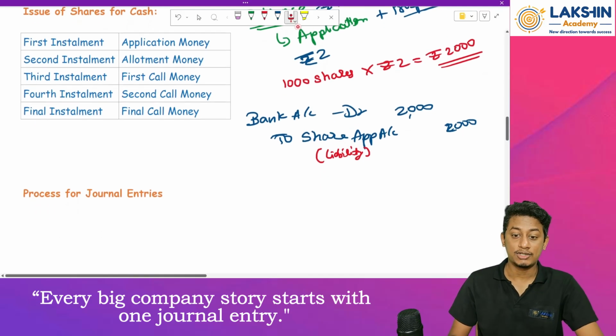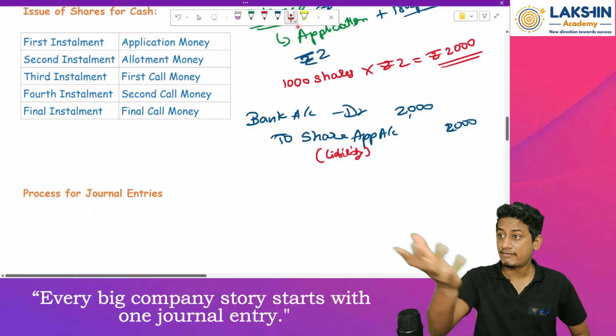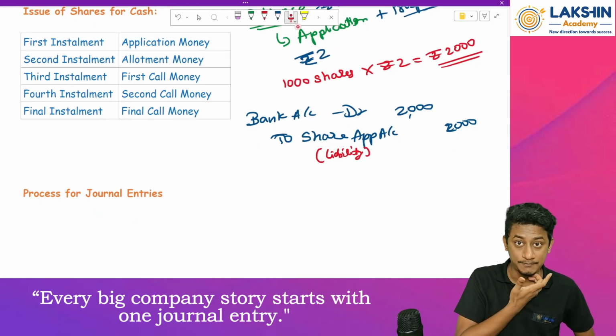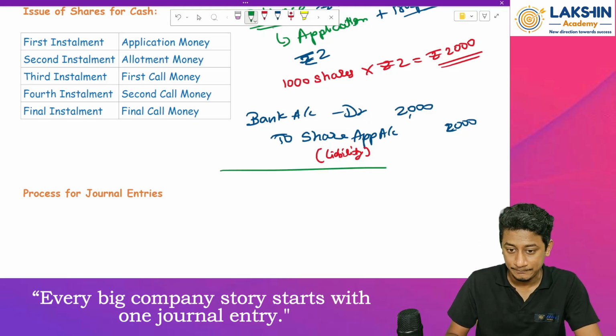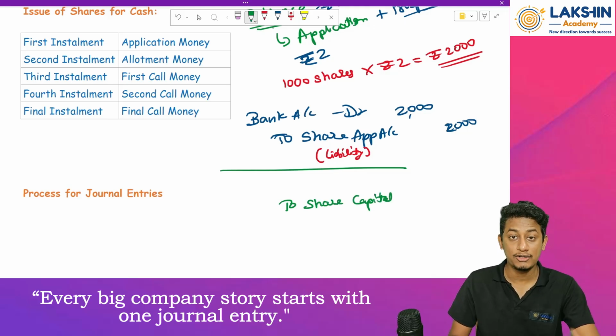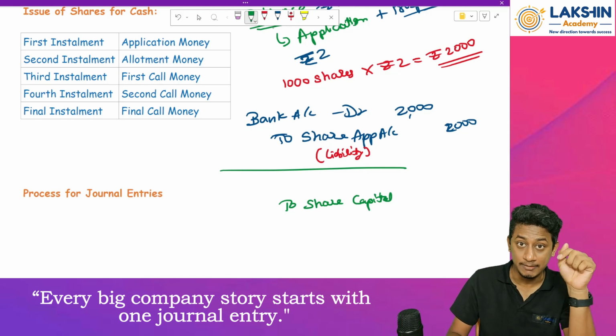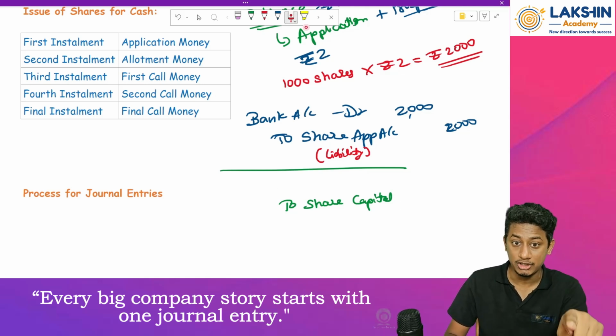Next entry is to transfer the share application to something called share capital. Now, whenever I receive money, my share capital should increase, right? So the second entry will be to share capital. Why am I increasing share capital? Whatever capital you used to write in the balance sheet, in companies it will be called share capital. Remember the terminologies. Clear? Okay.